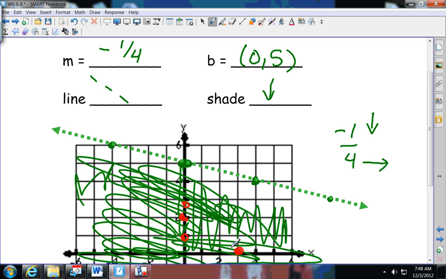Points like (0, 1), (0, 2), (0, 3), (3, 0), anything in there is a solution. The bottom half, right? Because you said shade below. Everything above that line is not a solution. Okay, you shade below because it's less than.